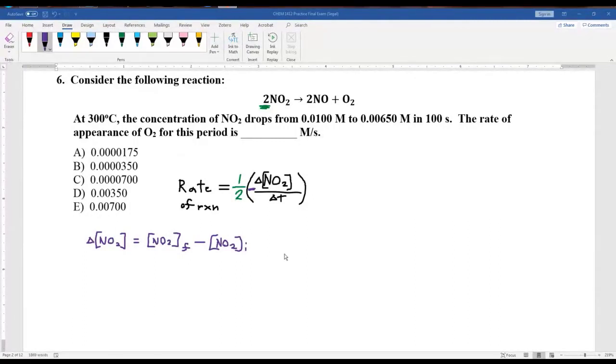All right, so in this case then, that would be the rate of reaction with respect to NO2. Now, with respect to NO and O2, those are both products. So the final minus the initial will always end up being a positive value for them. So for them, I won't have to put that negative sign in. However, I will have to use that fraction of a coefficient. So it's going to be delta NO, the change in the concentration of NO, over delta T.